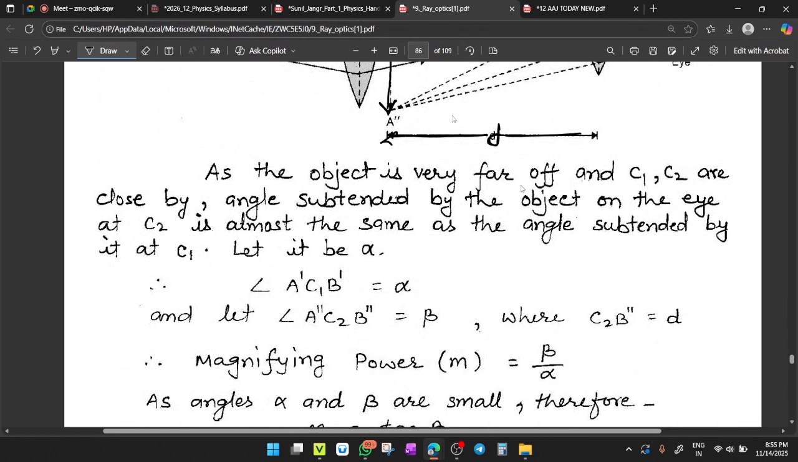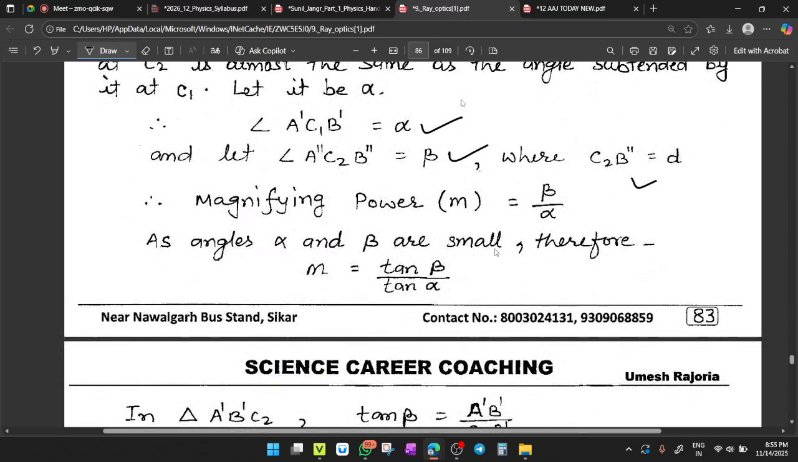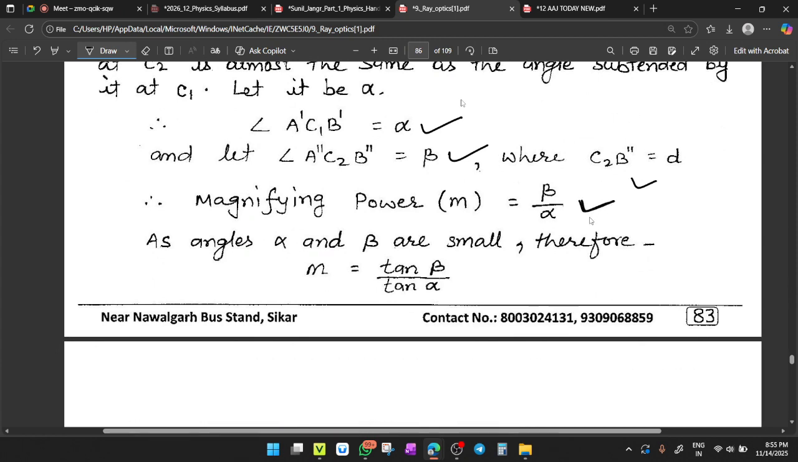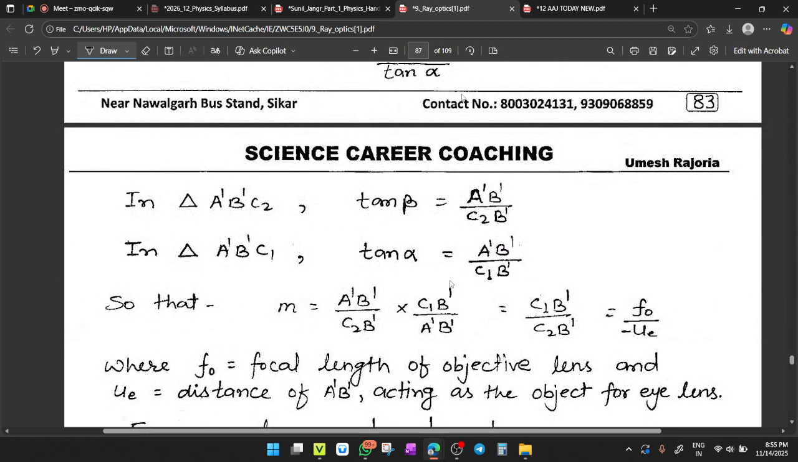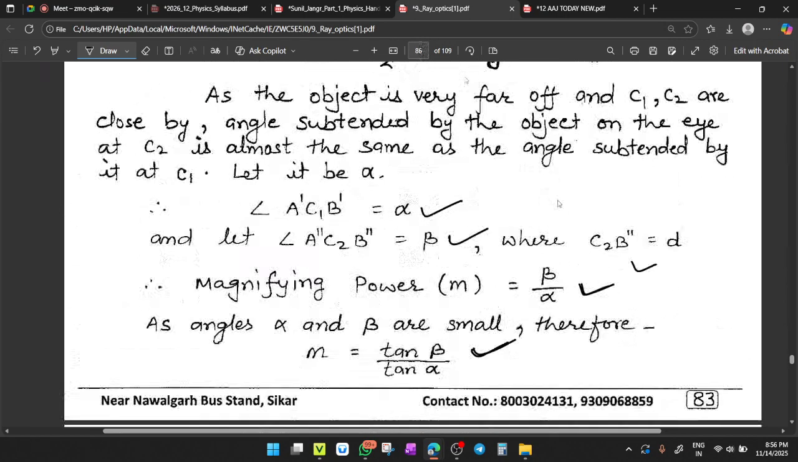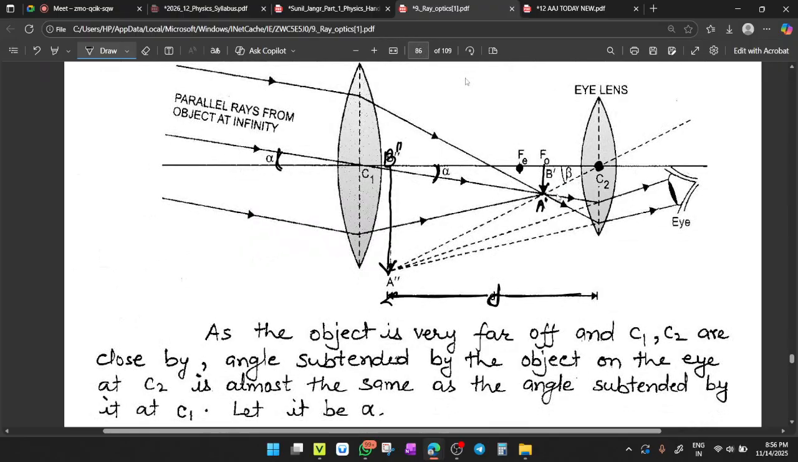Okay, so as the object is very far away from C1 and C2 is close by, the angles subtended by the object and eyepiece are very small, so this equals alpha, beta, and C2 B double dash equals D. Magnifying power equals beta upon alpha. You can consider it equal to tan beta upon tan alpha. Now place the value: tan beta equals A dash B dash, perpendicular upon base, equals C2 B dash. Yes or no? This is equal to C2 B dash.